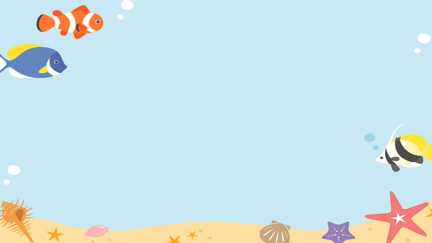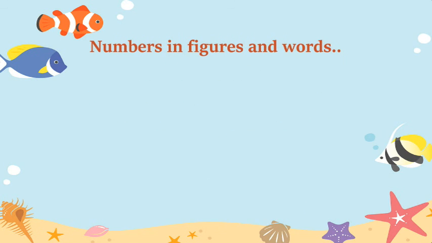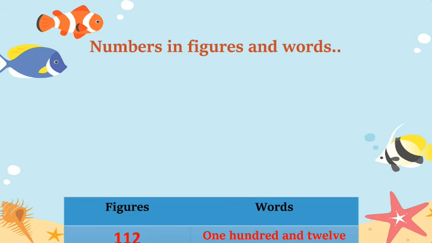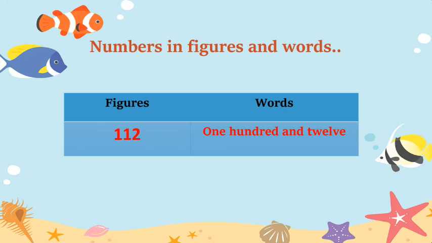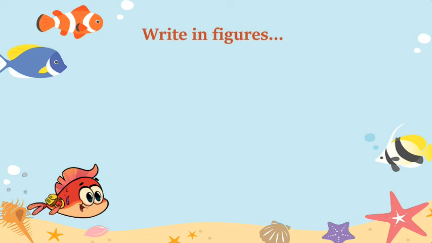Now let's look at an example of numbers and figures and words. This is an example of how you can write numbers in figures and words. In the first column, as you can see, that is numbers in figures, 112, right? In the second column, that is numbers, figures in words. Let's look at some examples of how you can write numbers in figures.